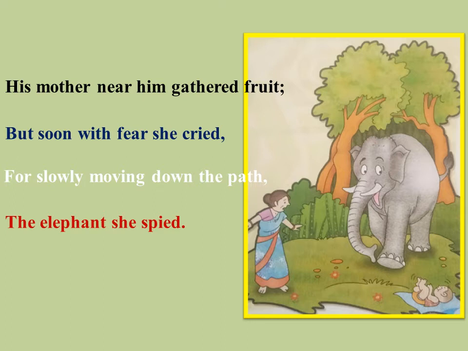His mother near him gathered fruit, but soon with fear she cried. For slowly moving down the path, the elephant she spied. She noticed one elephant was coming near her child, so she cried with fear. She thought that her son would be crushed to death under the feet of the elephant, because the elephant was so powerful. She thought that the elephant would kill the child.